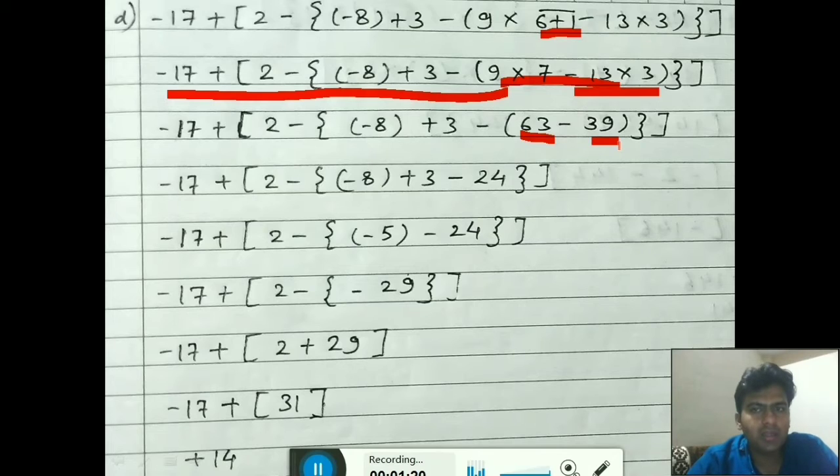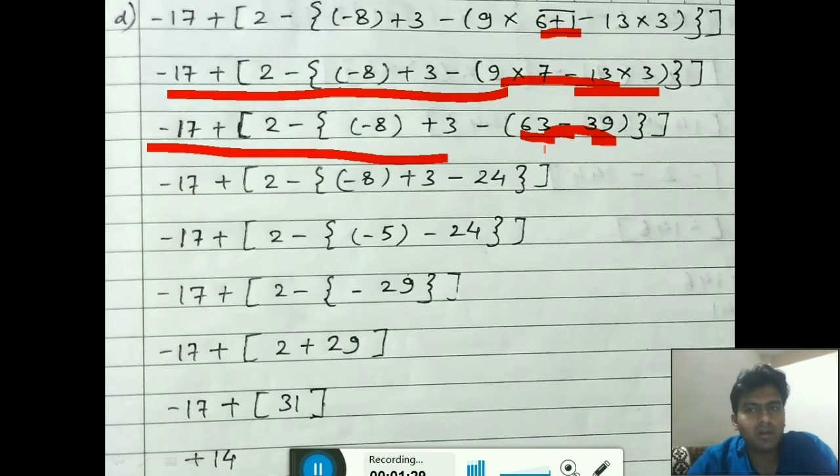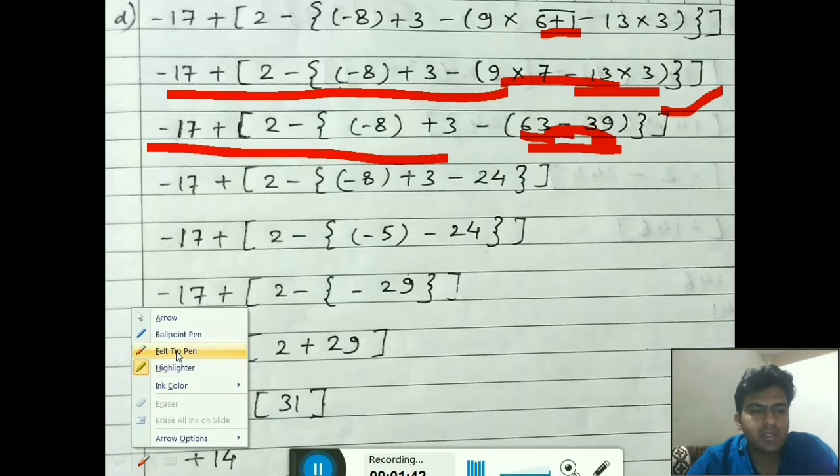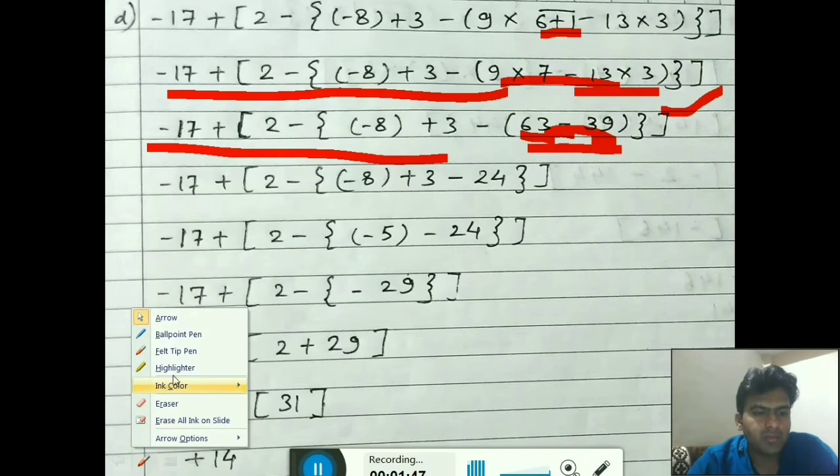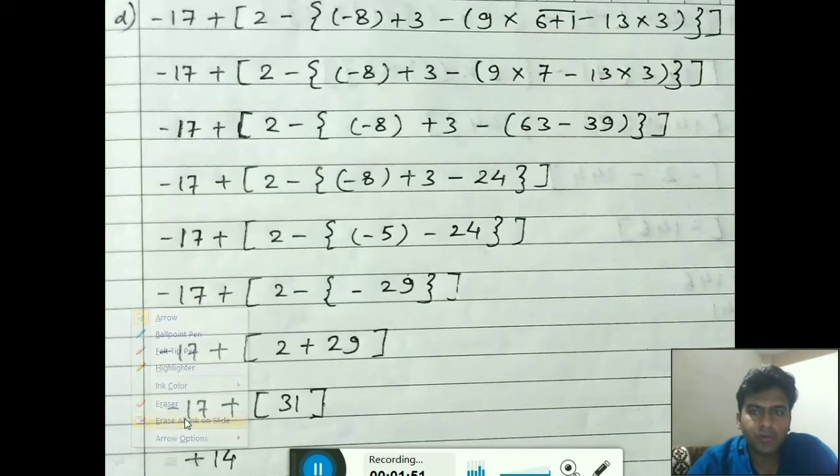Now again, which bracket is not solved fully? This bracket is not solved, because other numbers are also written, but the smaller bracket is not solved fully. So first we will solve the smaller bracket. Now at this step, 63 minus 39. 63 minus 39 equals what? 24. So what you have to write here: 63 minus 39 equals 24.